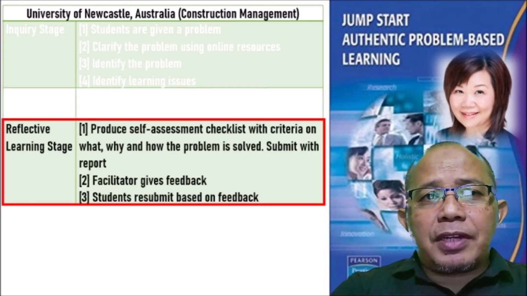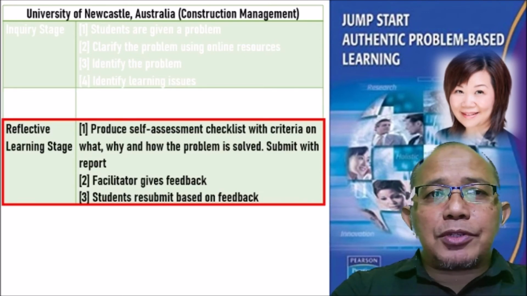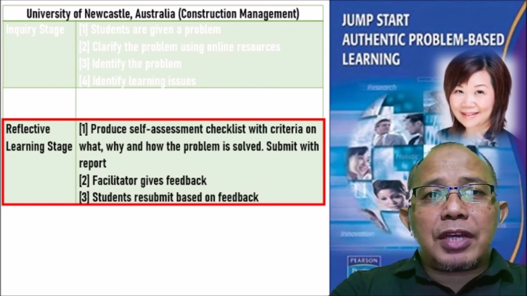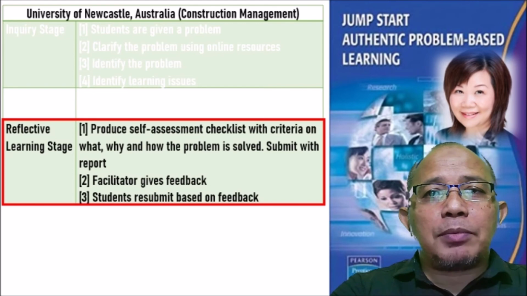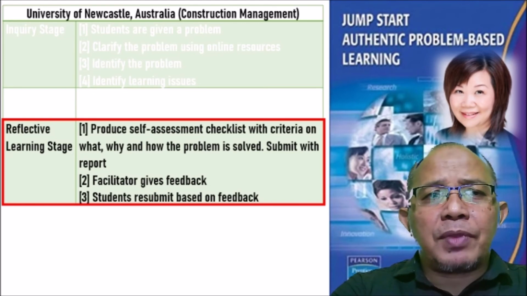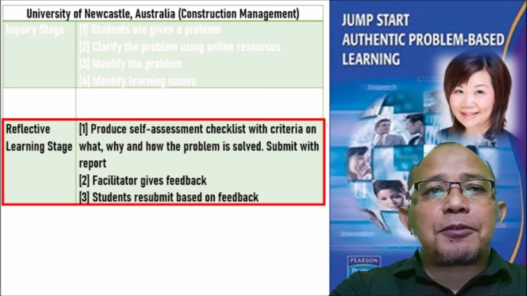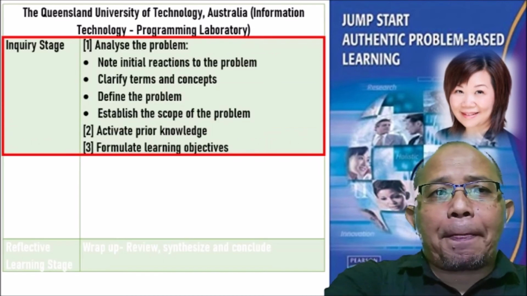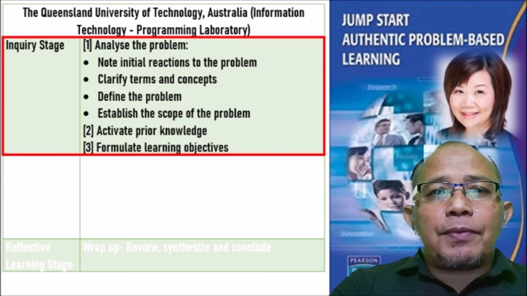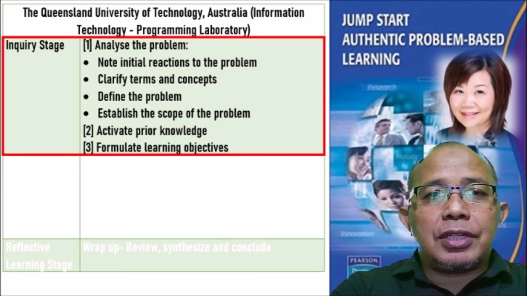In the reflective learning stage, there are 3 important steps. 1, produce a self-assessment checklist with criteria on what, why, and how the problem is solved and submit with report. 2, facilitator gives feedback. 3, students resubmit based on the feedback. The sixth model is from the Queensland University of Technology, Australia, in information technology.